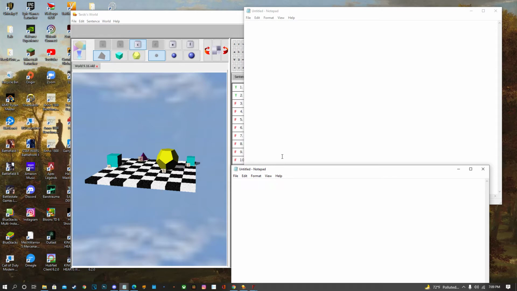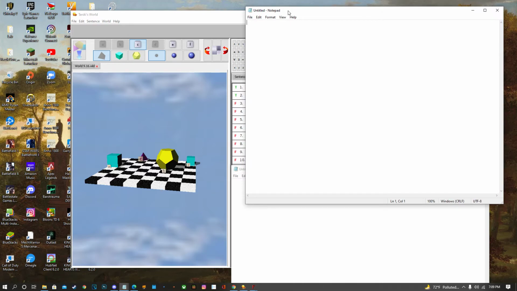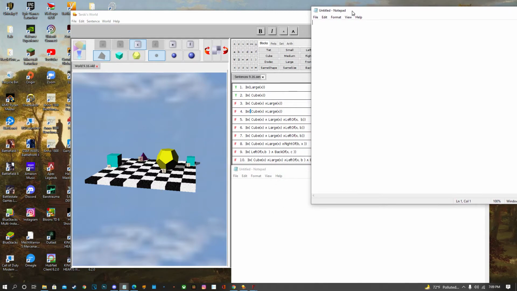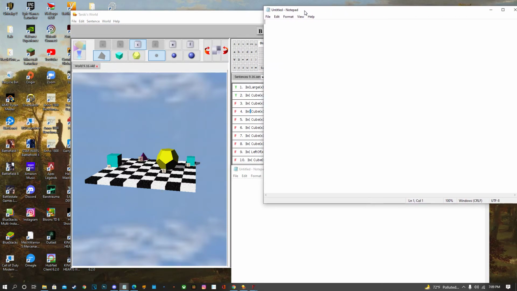Number 10, a large cube to the left of B is in back of C. So a large cube is to the left of B and is in back of C. So remember, continuously remember that when you use the existential quantifier, it usually means you're going to be using a conjunction. So for number 10, it would look like the following. There exists x such that x is a cube, and x is large, and x is left of B, and x is in back of C.